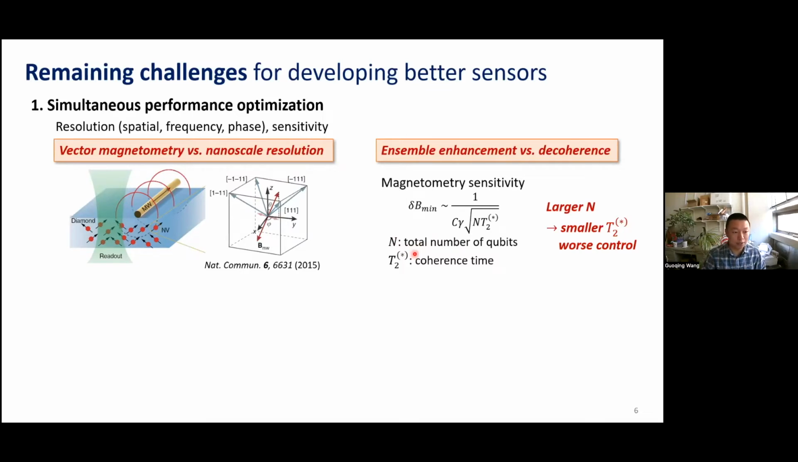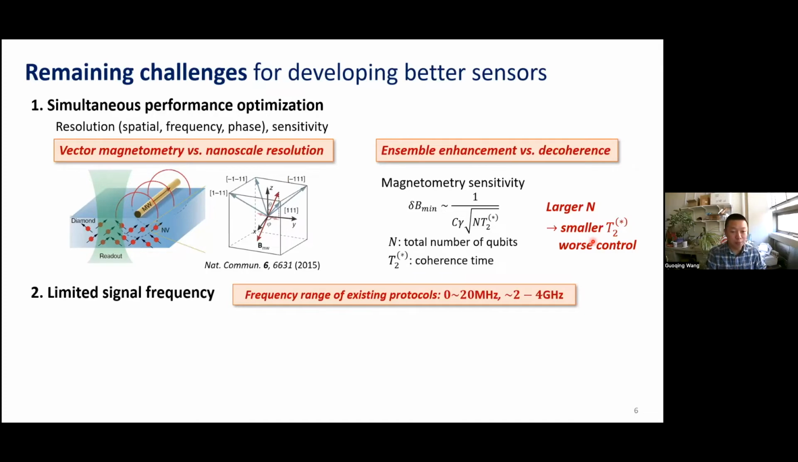So to achieve better sensitivity, we can simply increase the total number of qubits, but this usually introduces more decoherence, which means shorter T2 time. And it also makes it more difficult to control such a system. So there is always a conflict between the ensemble enhancement and the decoherence.